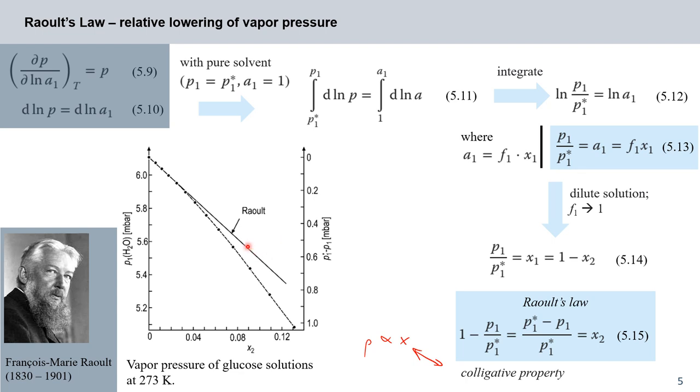And we can see clearly that Raoult's law holds true for very dilute solutions. The measured values deviate from Raoult's straight line already at relatively low concentrations. Deviations from this ideal behavior will of course also exist in the gas phase, as we will see in the following. And in this case, the pressures must be replaced by fugacities, that we learned about earlier in the course.